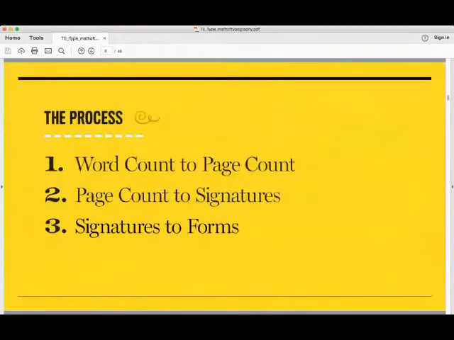Okay. So here's how it goes. It's really simple. I mean, it's more complex than this, but just to boil it down for you, we go through the word count to page count. We get page count to signatures. Signatures will give you a number of forms. Okay. And again, this is just a general way of thinking of how to get a ballpark estimate on time and cost for printing. Okay.